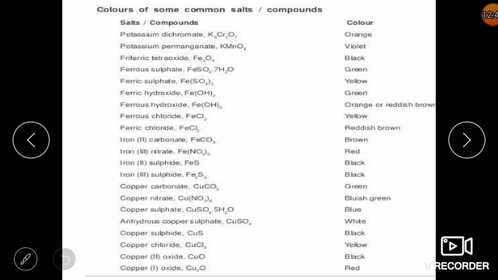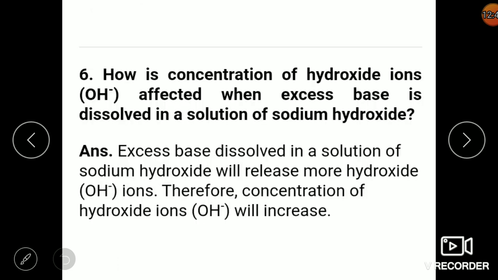One list is given regarding the different color of different salt. Next, let's see this numeral. The question is given as, how is the concentration of hydroxide ions OH minus affected when excess base is dissolved in a solution of sodium hydroxide?